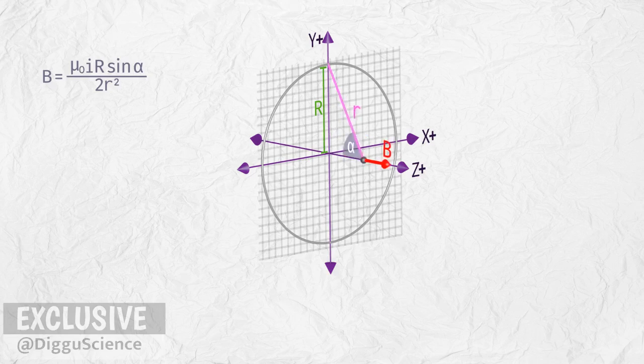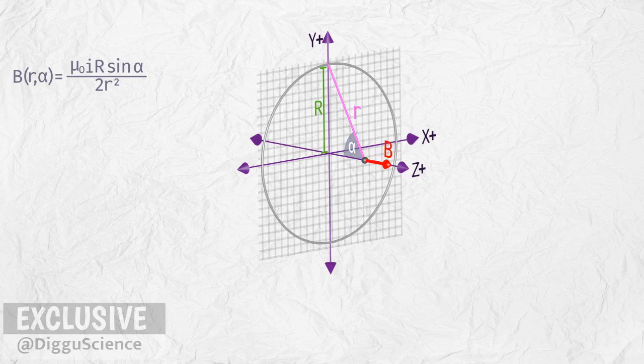Note, when the value of alpha changes, the value of r also changes. These two quantities are independent variables. So, this magnetic induction is actually a function of two independent variables, alpha and r. The values of other quantities are certain and fixed. We can write this equation into just one independent variable.